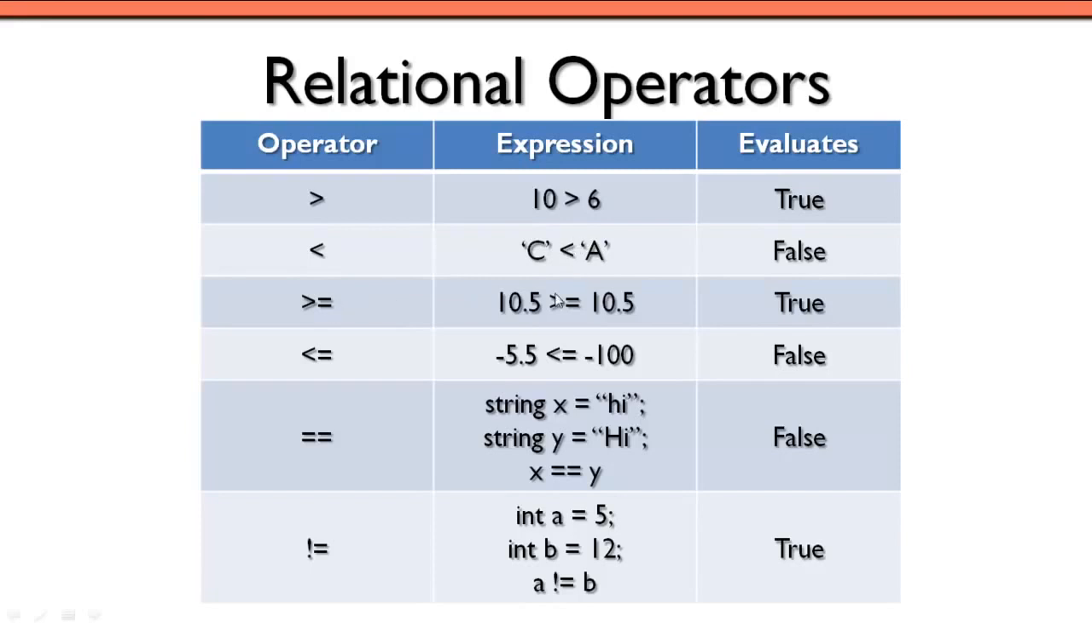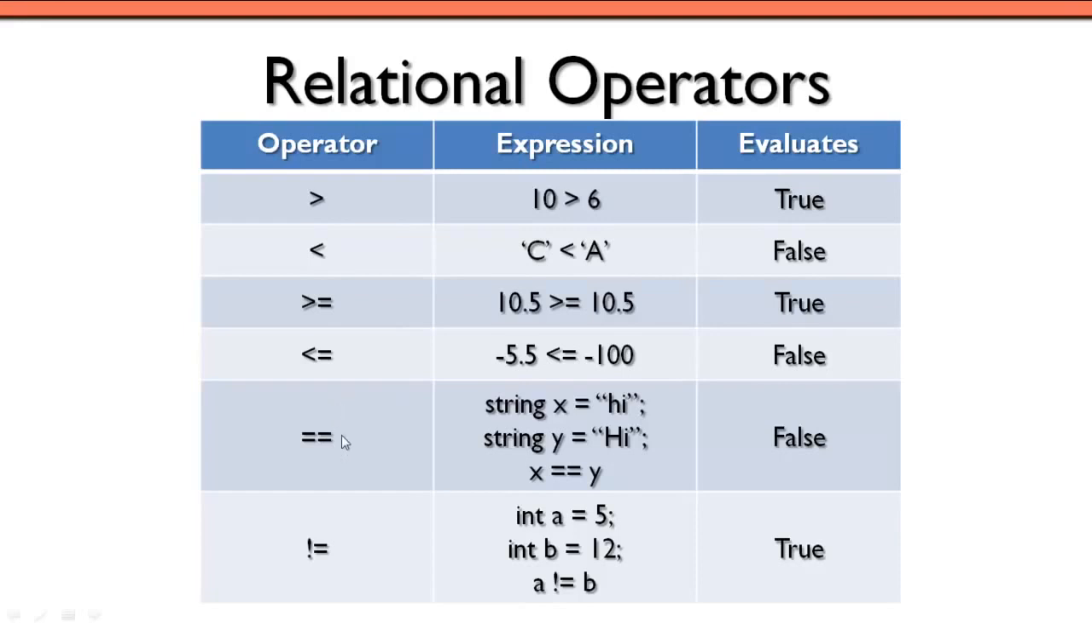Greater than or equal to, so in this case we're comparing 10.5 to 10.5, and we know that those would be equivalent values, so it qualifies based off of this equals here, so 10.5 is greater than or equal to 10.5, so that's true. Less than or equal to: is 5.5 less than or equal to negative 100? The answer there is false because negative 100 would be less than negative 5.5, so that turns out to be false.